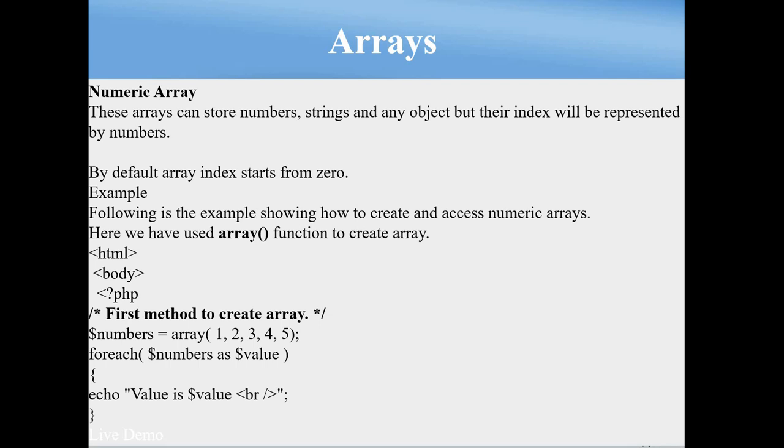Then I am using a foreach loop. By using the foreach loop, I retrieve the values which are stored in the array, and I am printing the values that are stored in the array. So that is the first method.